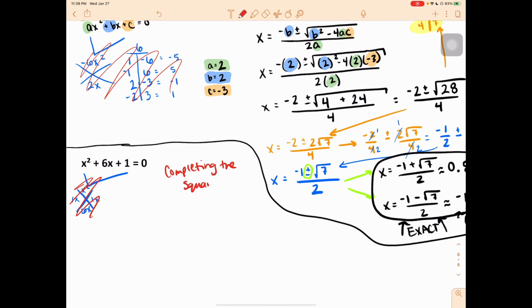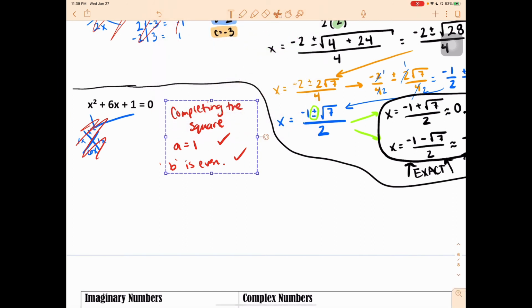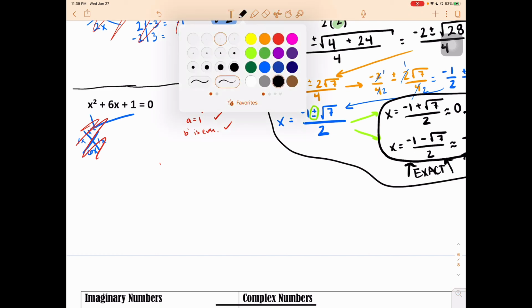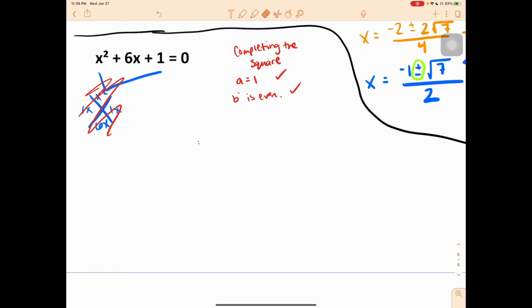we meet the criteria. A equals 1, check. B is even, check. B is 6. Let's complete the square. We all need the practice, okay? So this one is tricky, but it's so important because you will soon be using it to write the equations of circles. So it's a very important skill that you must have.